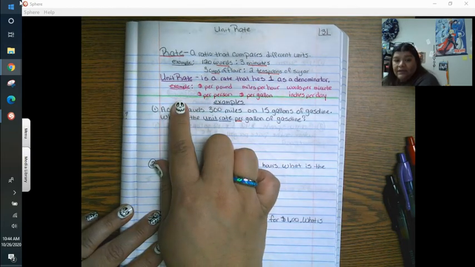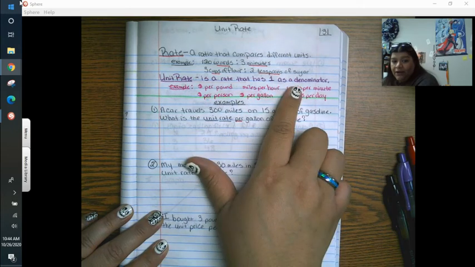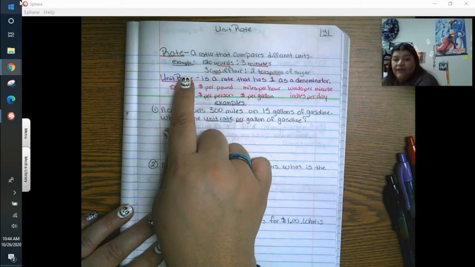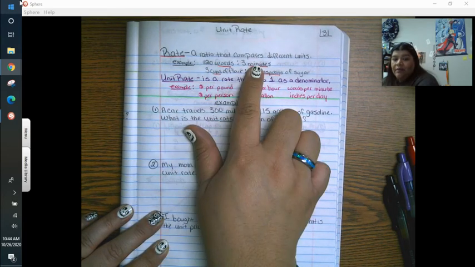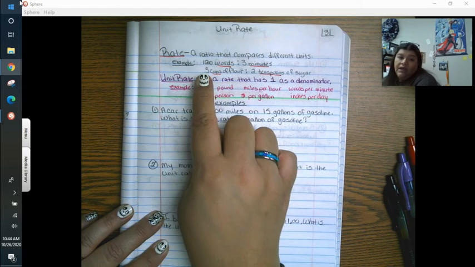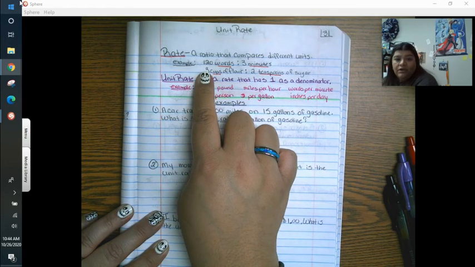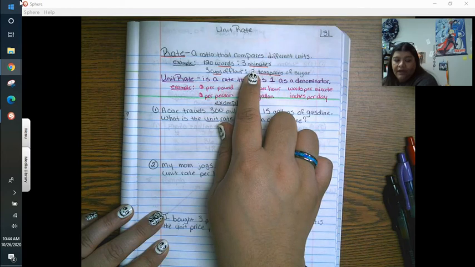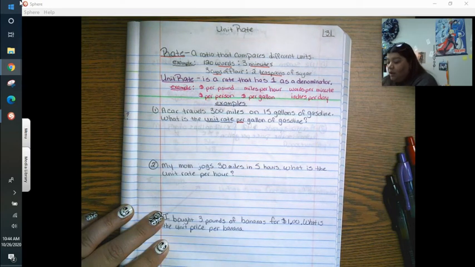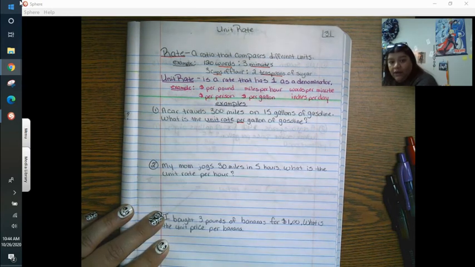A unit rate is a rate that has 1 as a denominator. So in other words, if I have 120 words in 3 minutes, the unit rate for this would be 40 words in 1 minute. So I want to know per 1. The denominator, or the second number, is going to be a 1.